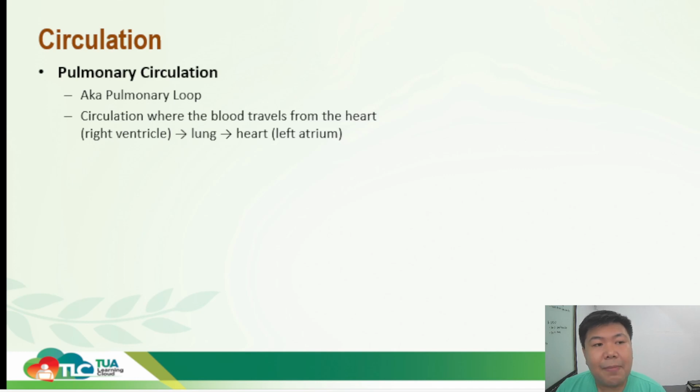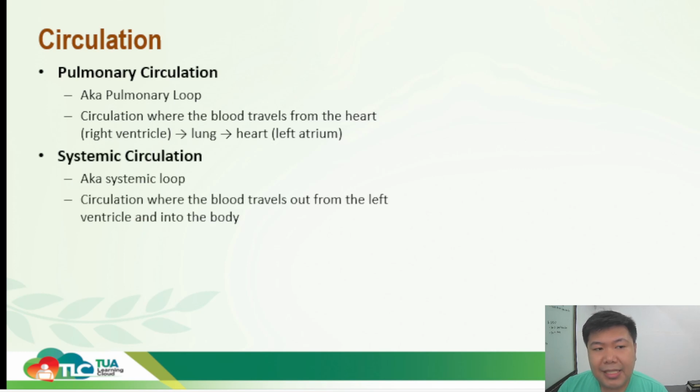The second type of circulation is systemic circulation, also known as the systemic loop, and basically this is how blood flows to the rest of the body from the left ventricle. So from the left ventricle, it will force open the aortic semilunar valve. It will then go to the aorta, and then it goes to the different types of arteries to be distributed to the rest of the body.